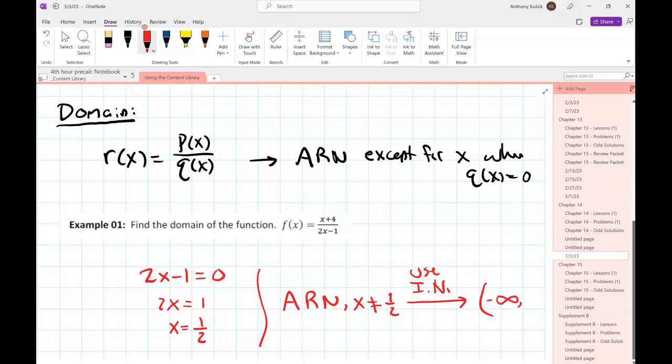Well, negative infinity, right? And we include all the numbers from negative infinity up to what value? No, because we have a gap. We have a little hole in our domain at what number? 0? Not 0. 1/2, right? That's the value for x that doesn't work.